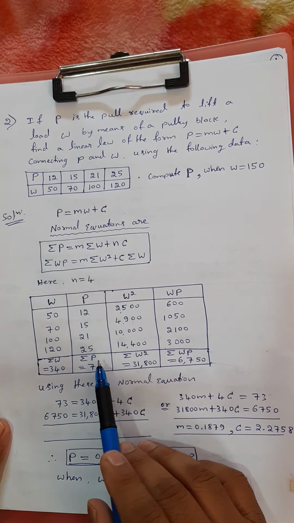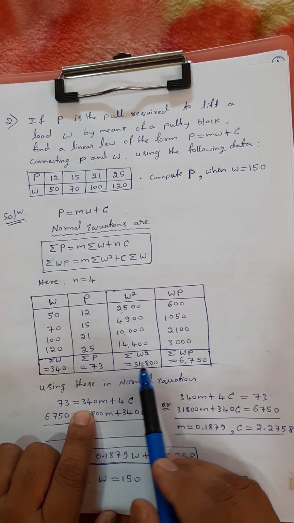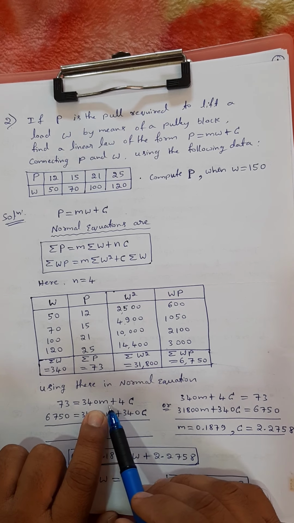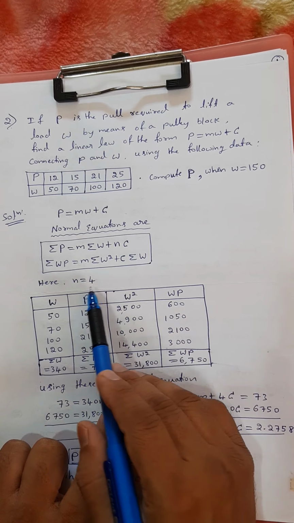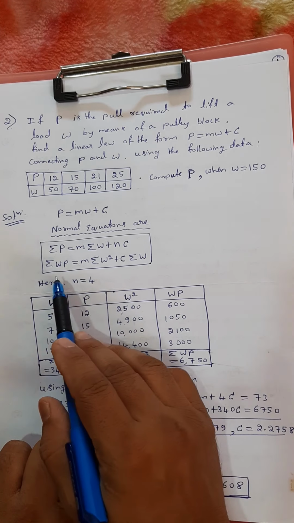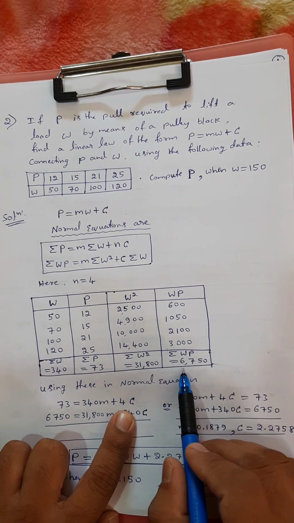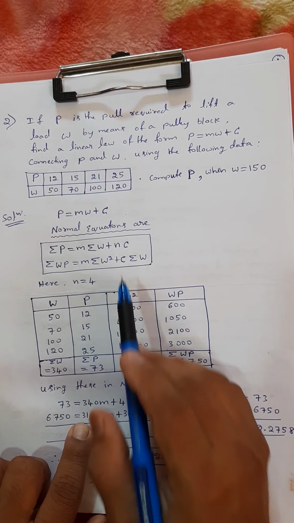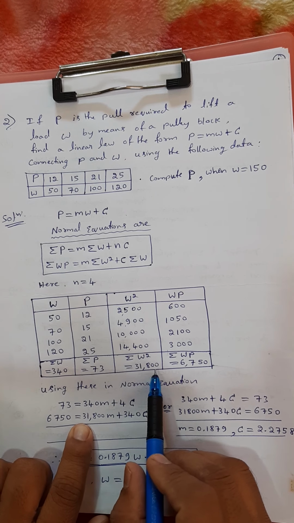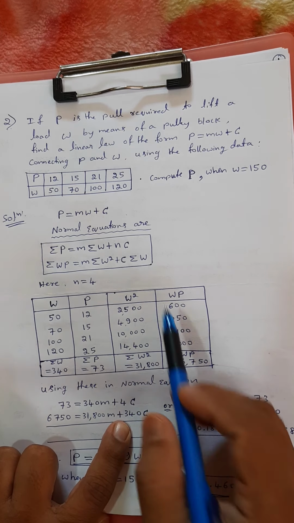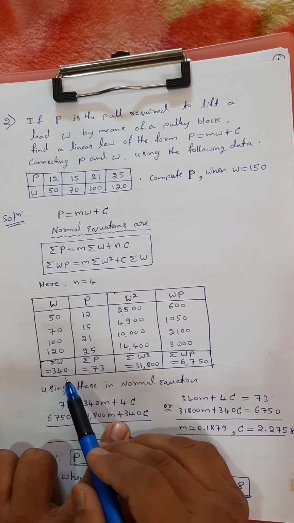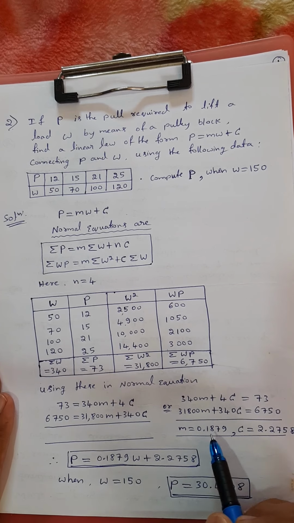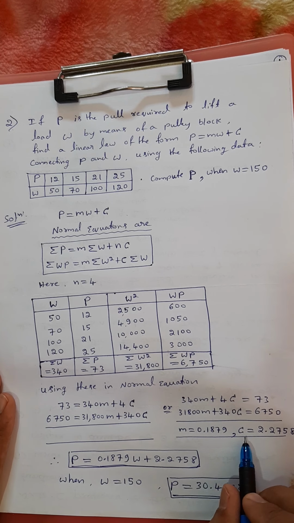Summation P is 73, equals m into summation W, 340m, plus n into C, n value is 4, so 4C. Second equation: summation W into P, 6750, equals m into summation W square, 31800m, plus summation W, 340C. Solving these two equations, you will get m and C values.